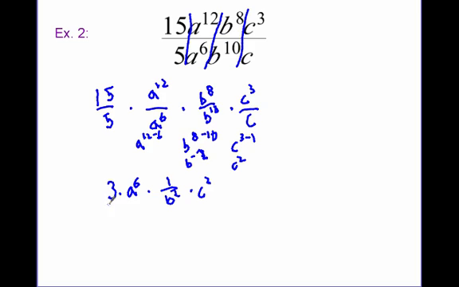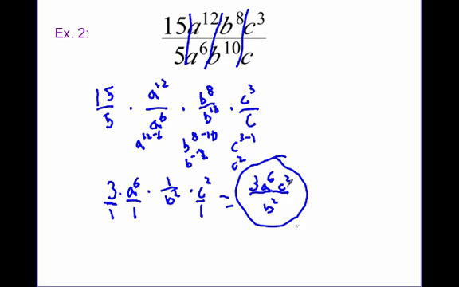All right. Think of this as 3 over 1, a to the 6 over 1, c squared over 1, I end up getting 3 a to the 6th c squared all divided by b squared. That is our answer. So I just separated these all out, I simplified them, and then I combined them back together into one fraction.